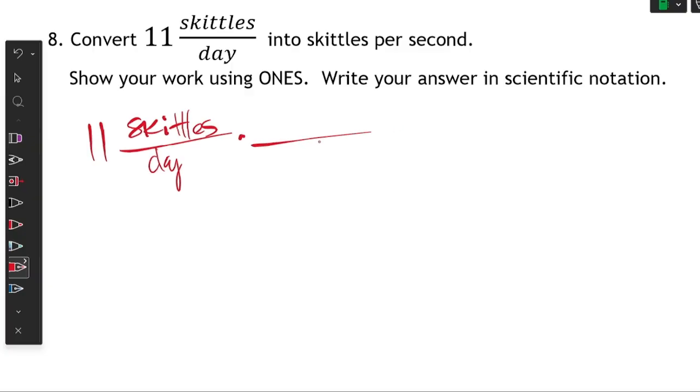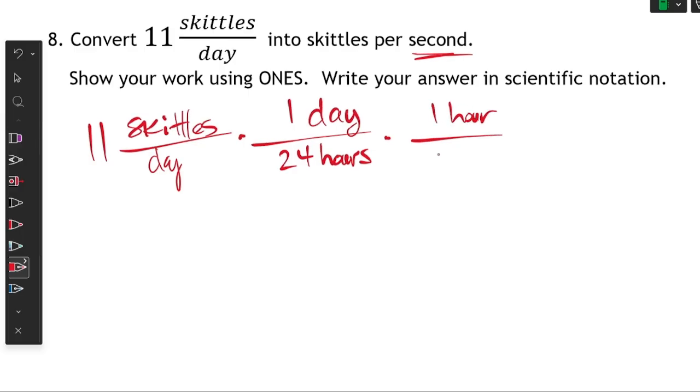I can see days are in the denominator, so I'm going to place days in my numerator. And I know that 1 day is equivalent to 24 hours. So I'm now looking at Skittles per hour. The next thing I need to do is move away from hours, because I want to land at seconds. So I'm going to go to minutes. And I know that 1 hour is the same thing as 60 minutes. So now I'm looking at Skittles per minute. And I'm going to do it one final time. I'm going to put 1 minute, and that is the same amount of time as 60 seconds.